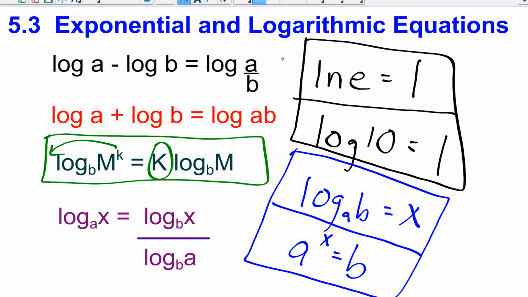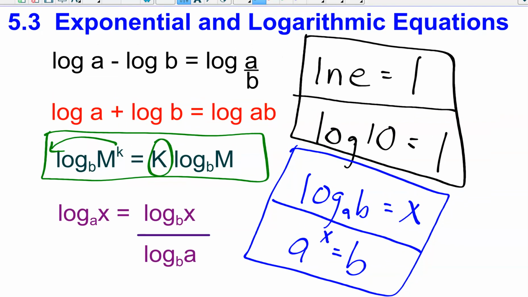And the change of base is what I want to go over right now. And I'm going to put that on here also, so you have it. Oh, I have it right here.